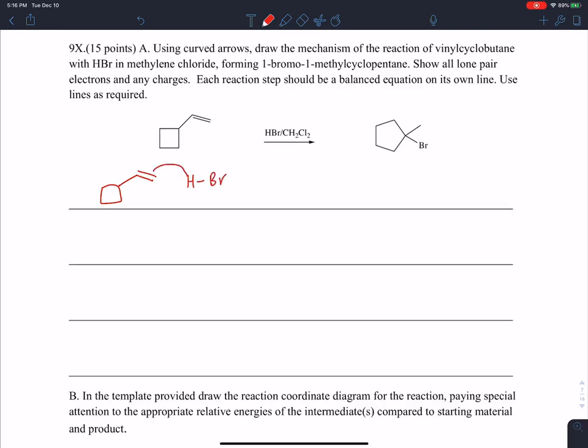The double bond is going to attack the hydrogen to make the carbocation. This part is reversible, and you end up making this plus Br minus. At this point, you can do your ring expansion, so this bond is going to open up like that. This is not reversible, and you end up making a cyclopentane with the positive over here. Actually, the positive is on top, but it doesn't really matter.